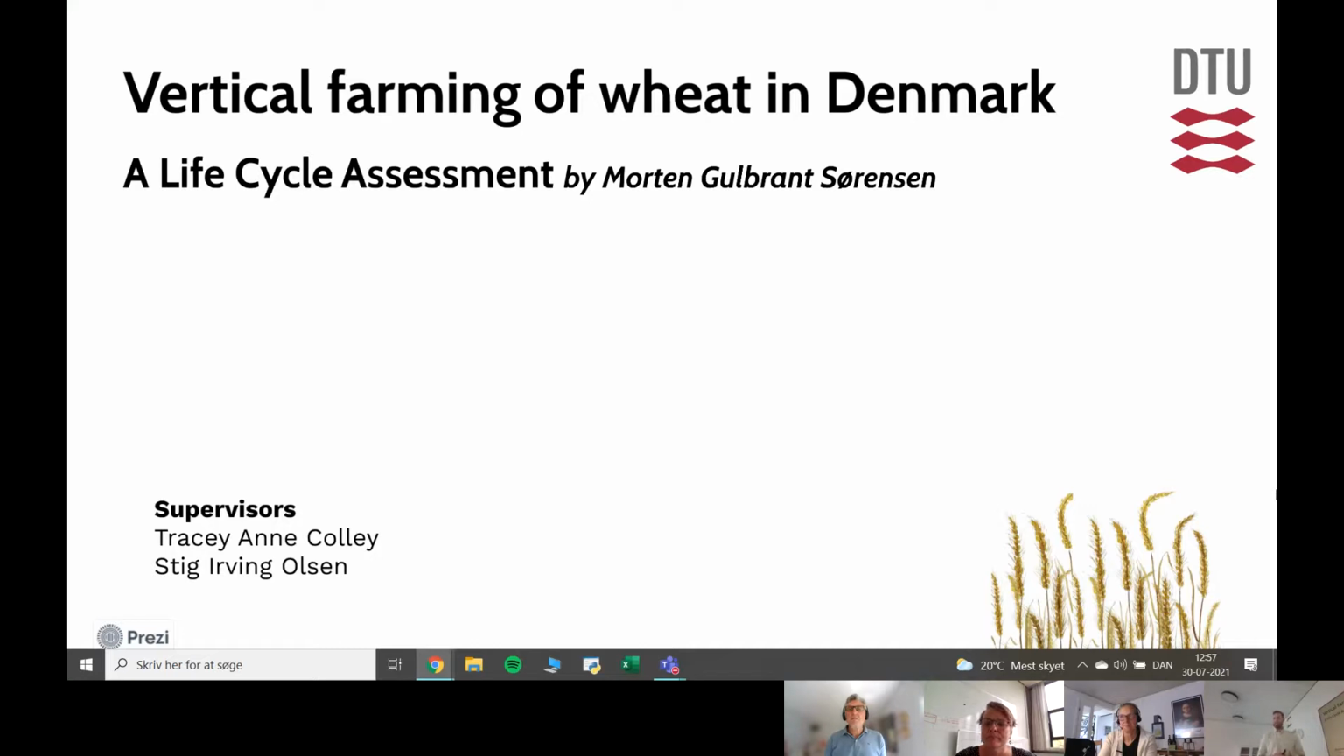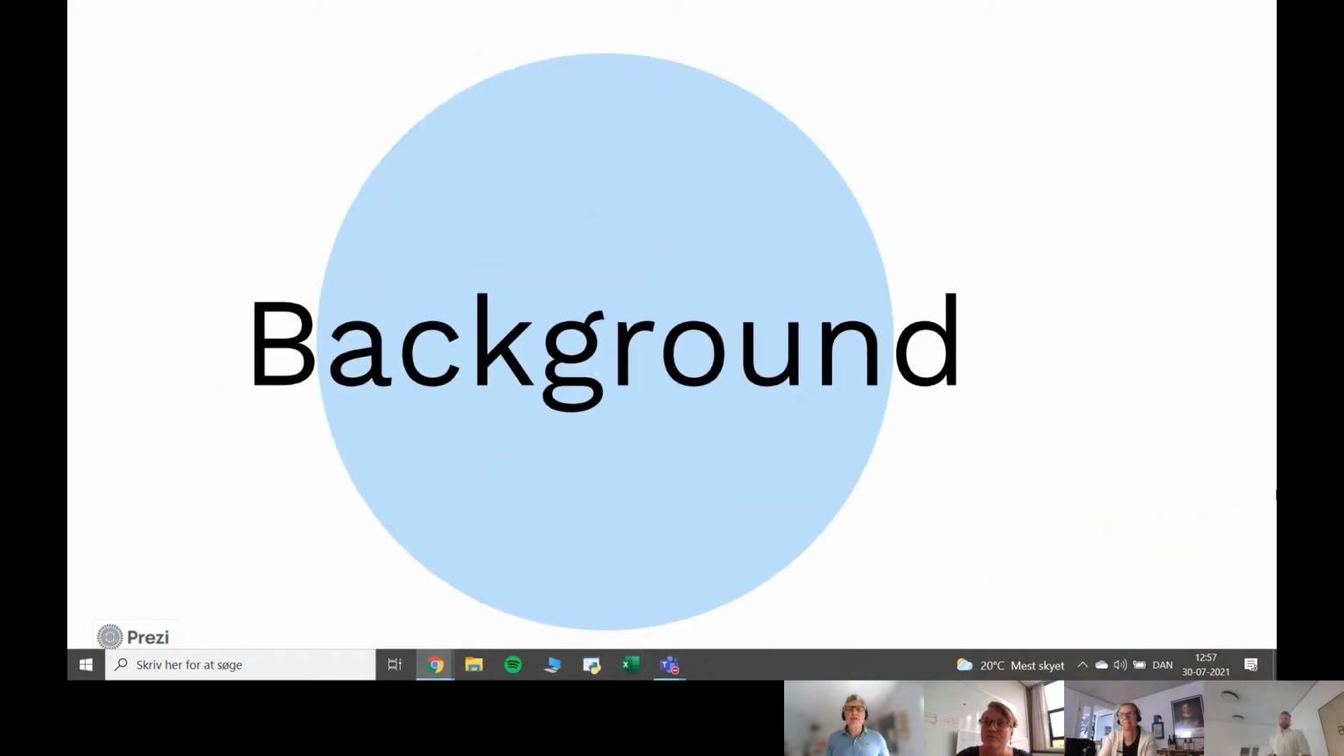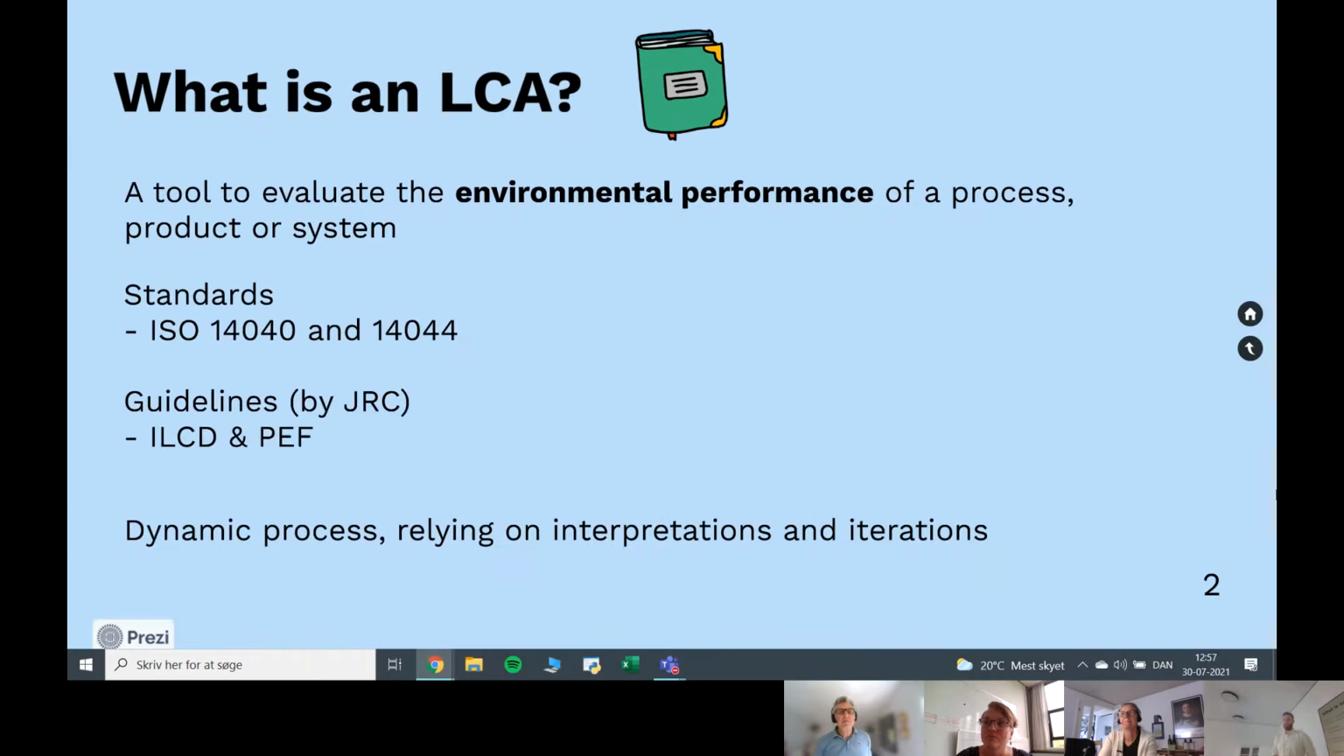And I know some of you don't know what the life cycle assessment framework is, so I'll just present it briefly. It's short for LCA, and it's a tool to evaluate the environmental performance of a process, or product, or system. It's also used to compare either processes, products, or systems with the same outputs.